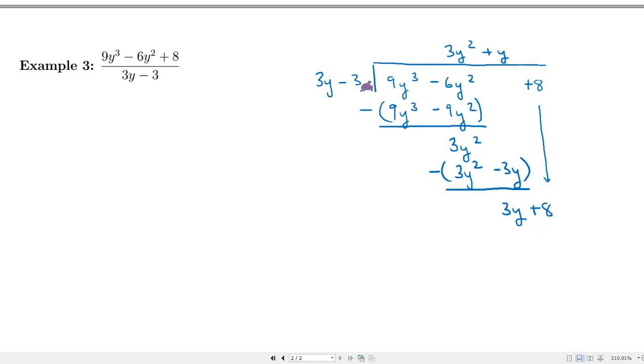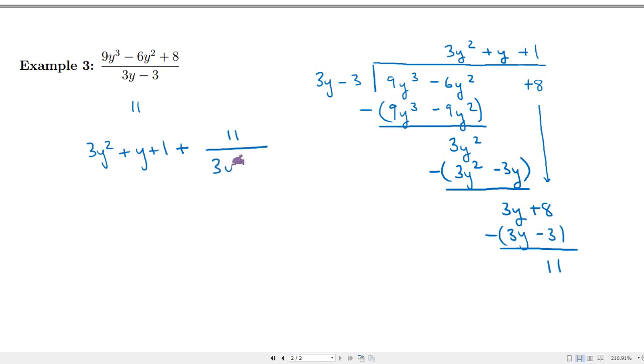So what do we have now? What do I need to multiply the leading term of 3y by to get this new leading term, 3y? Well, 1. And 1 times 3y is 3y. 1 times minus 3 is minus 3. And we will subtract 0, but then plus 3, 8 plus 3 will be 11, right? Okay, so all of this work tells us that this rational expression is this polynomial 3y squared plus y plus 1, and then plus the remainder of 11 divided by what we're dividing by, the 3y minus 3.